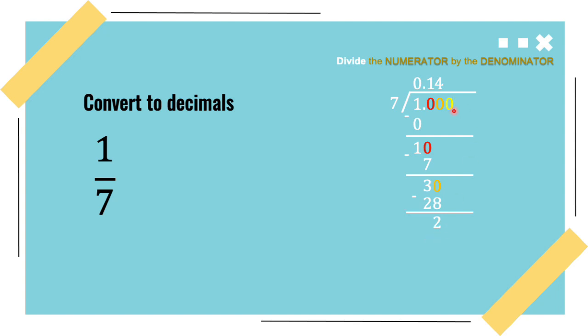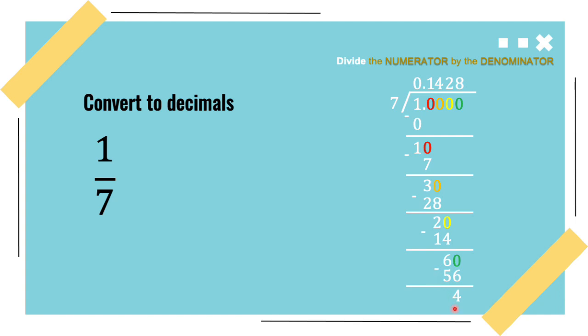Again, continue. Add 0. So, 20 na siya karon. 20 divided by 7 is 2. Then, 2 times 7 is 14. Subtracting will give us 6. Dili pa 0. So, add another 0 sa taas. Bring down sa baba. So, that is 60. So, 60 divided by 7 is equal to 8. 8 times 7 is 56. Subtracting will give us 4.